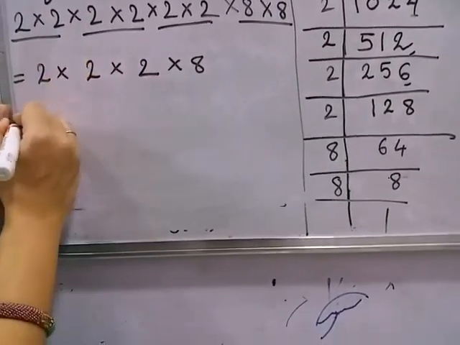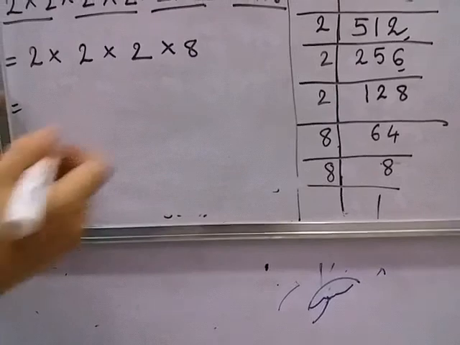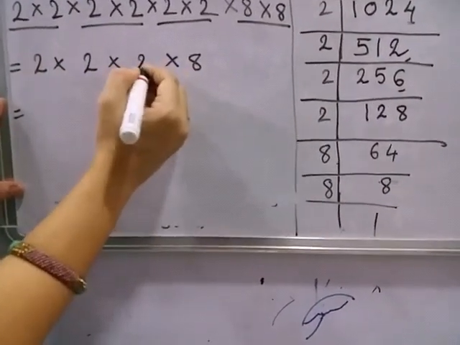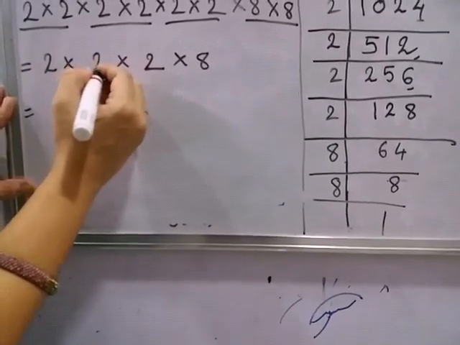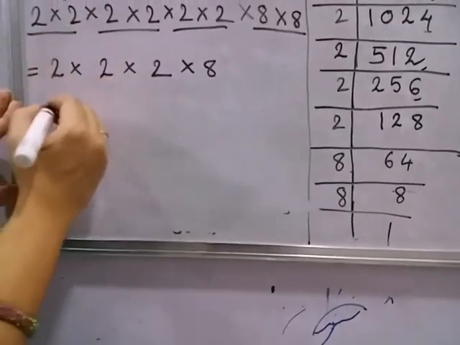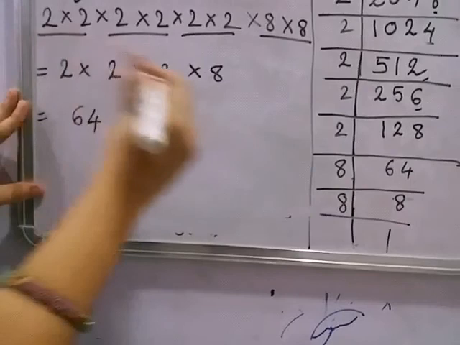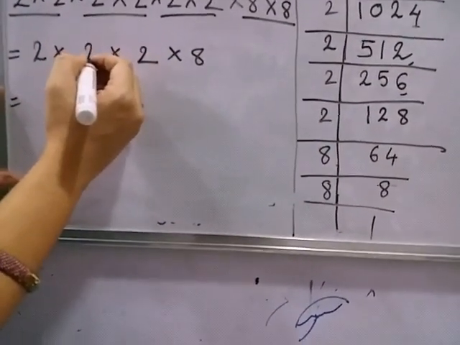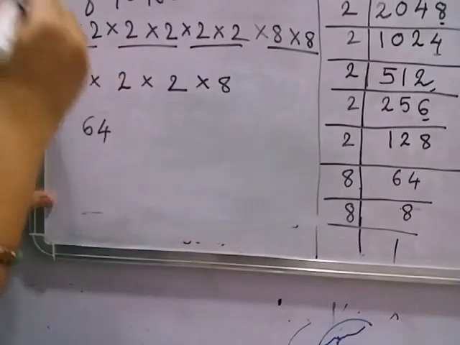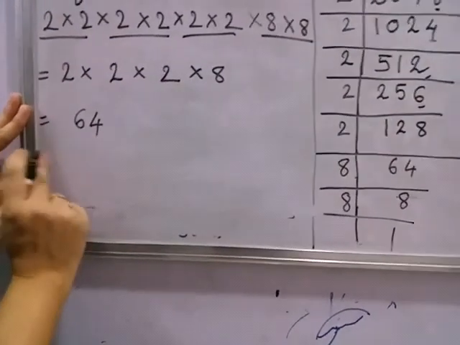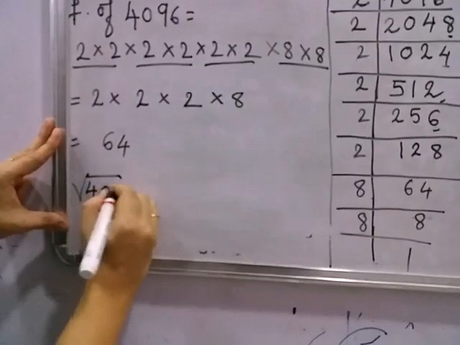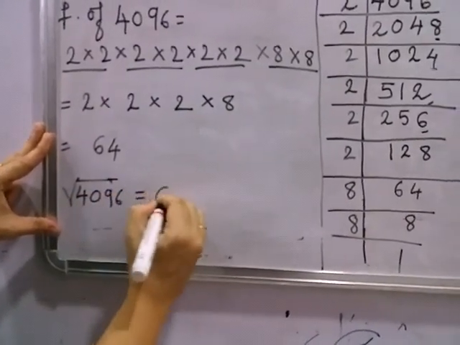Multiply all these numbers. Now we are going to multiply and find the answer. So here we will get the answer. 8 2s are 16. 16 2s are 32. And 32 2s are 64. We'll check once again. 8 2s are 16. 16 2s are 32. And 32 2s are 64. So here we got the last answer. Therefore square root of 4096 is how much? 64.